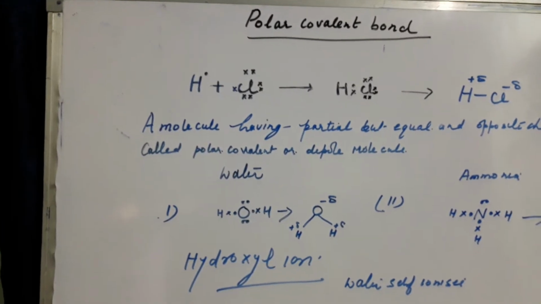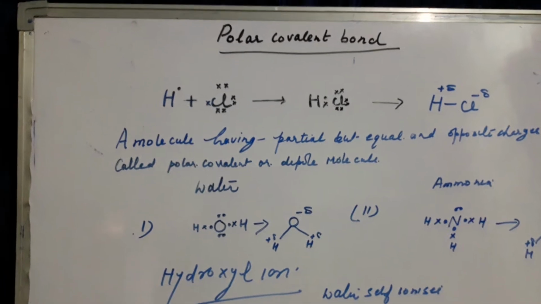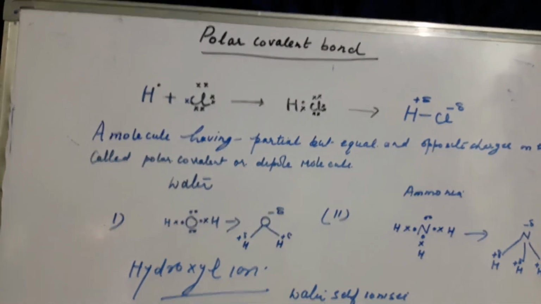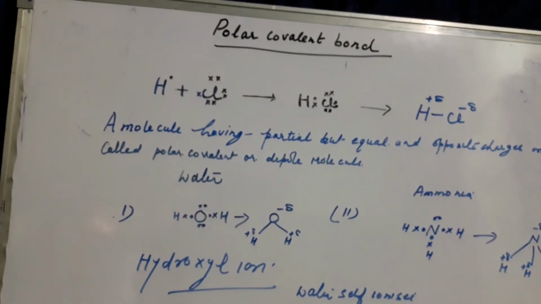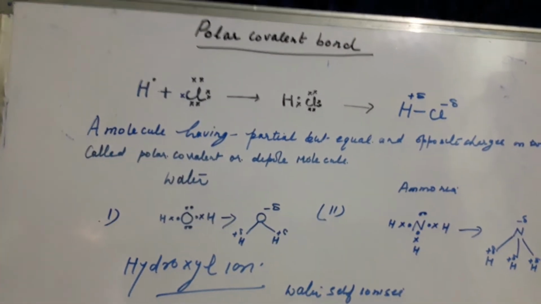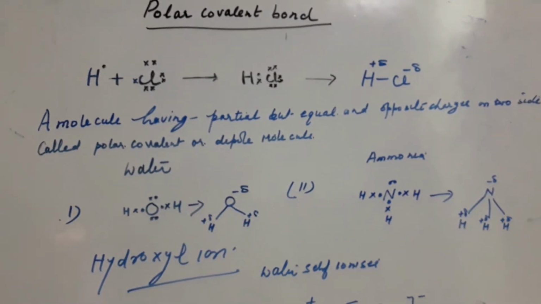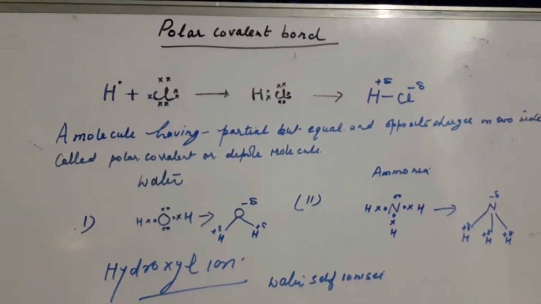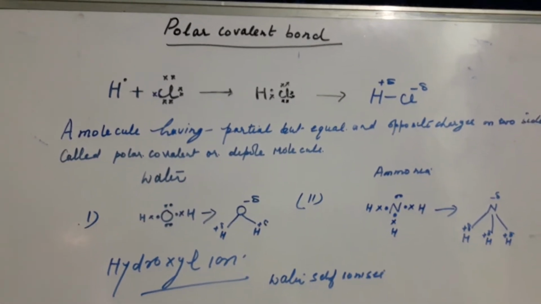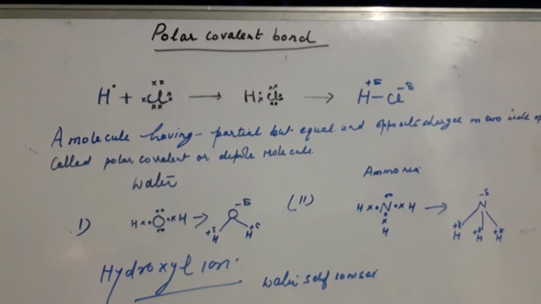Hydrogen contains 1 electron and chlorine contains 7 valence electrons. Okay, so both will contribute 1 electron to form a single covalent bond. Here chlorine is more electronegative as compared to hydrogen. I hope you remember what is electronegativity. In the periodic table you have studied. What is electronegativity? It is the tendency to attract the shared pair of electrons toward itself.